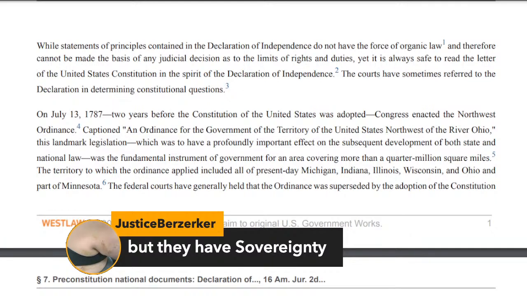If you'd like, Justice Berserker, I'm thinking we might have to do a separate panel on just that, because I've accumulated quite a bit of documentation that might say otherwise. But let's continue here.